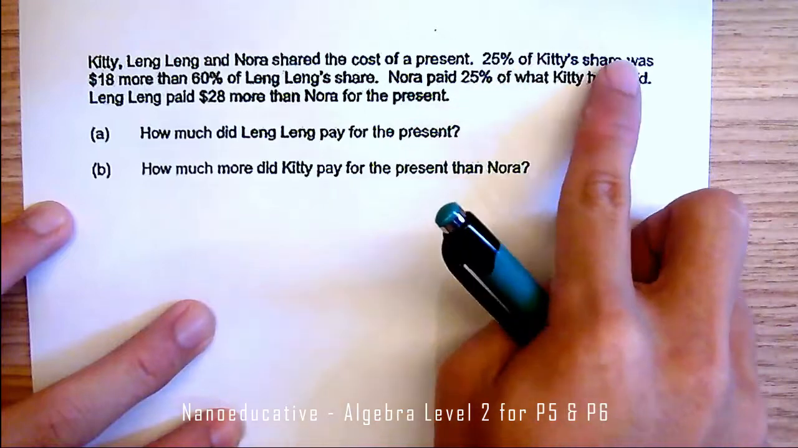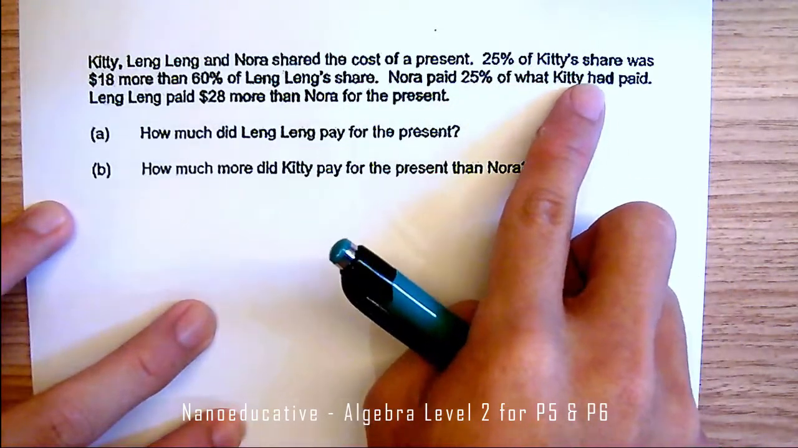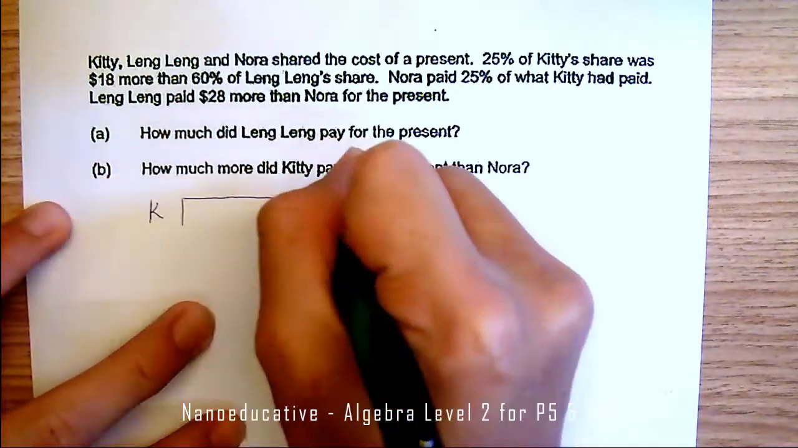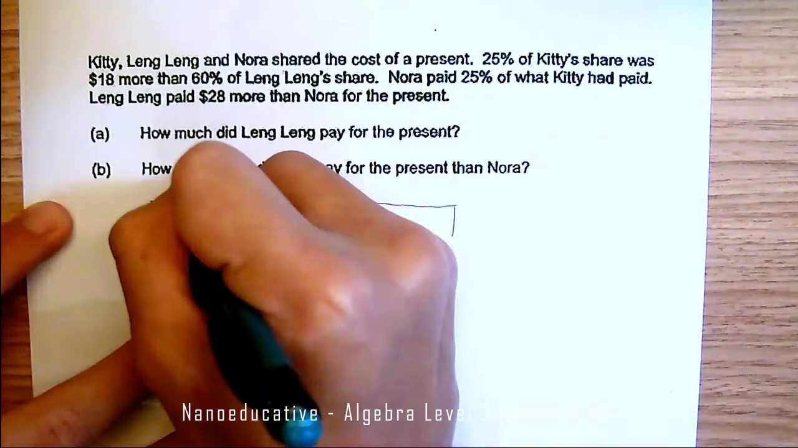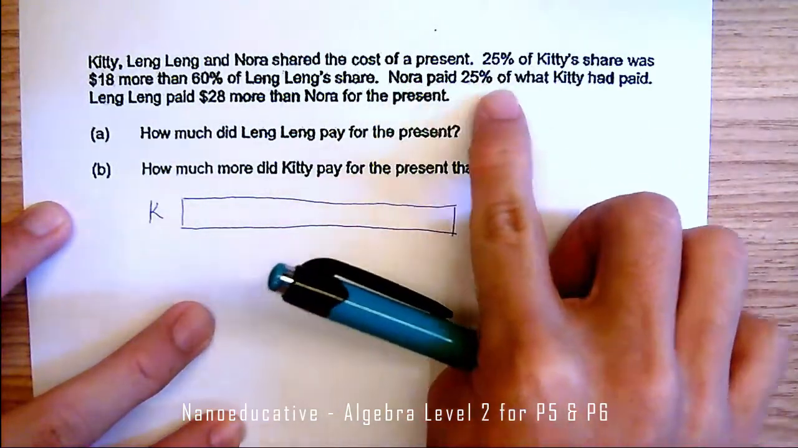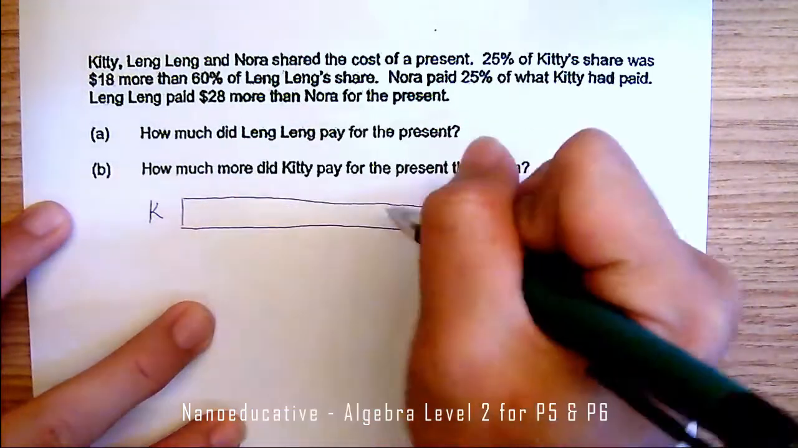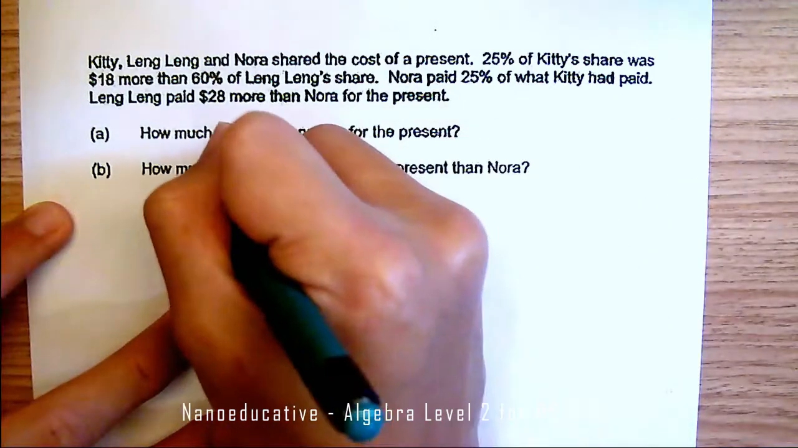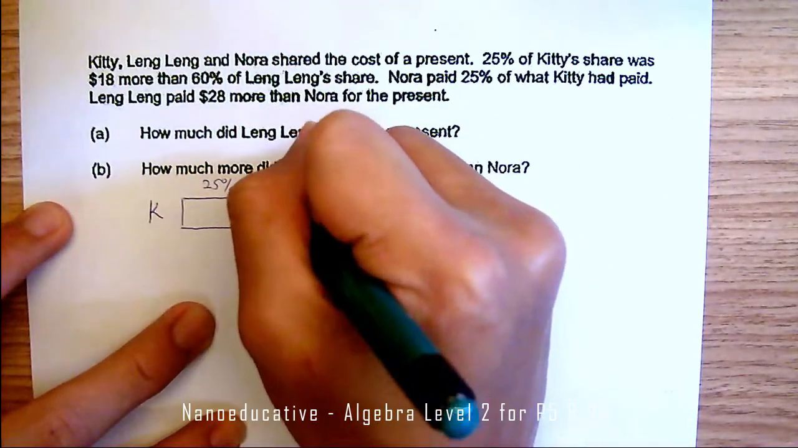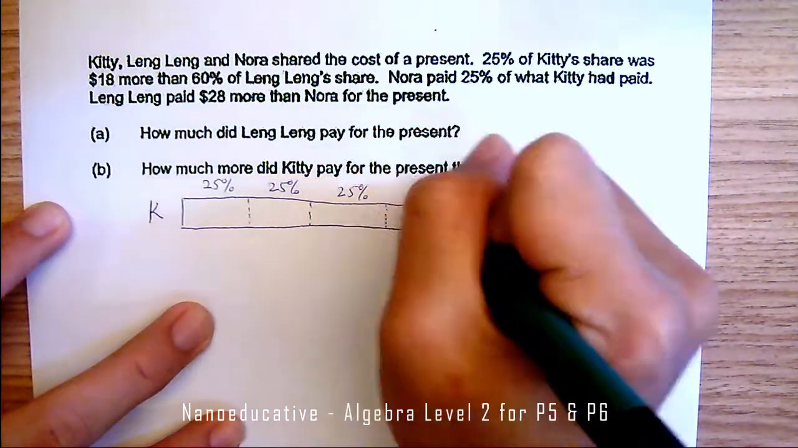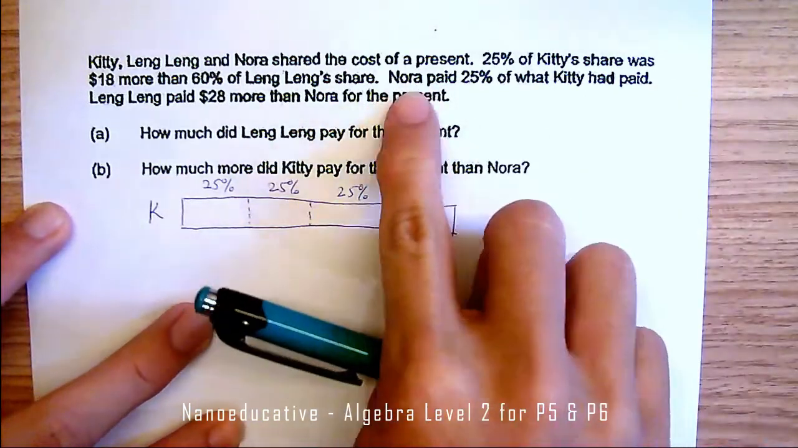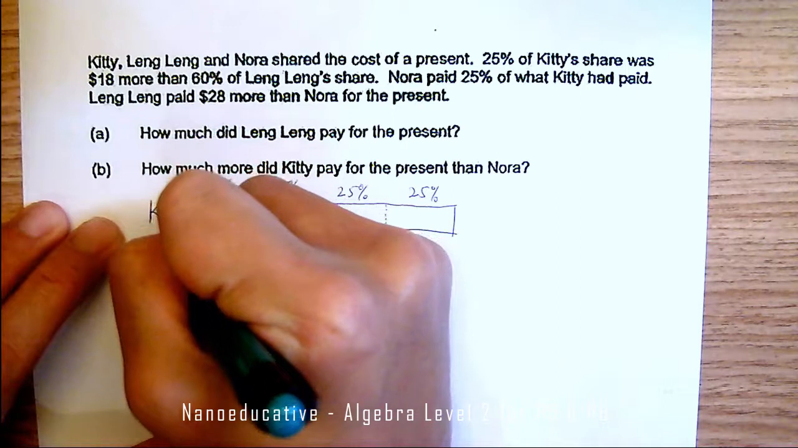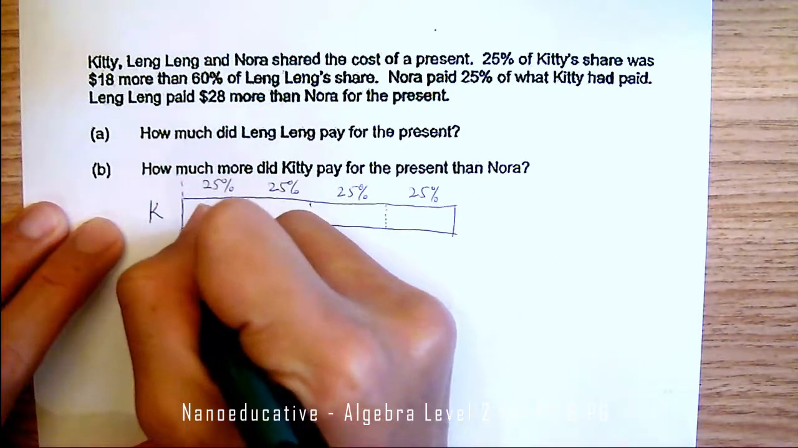I'm going to draw Kitty first, because from these two statements, it seems as if Kitty paid the most. So let's just go ahead and draw Kitty. For Kitty, it will be a long bar. And then since they said that Nora paid 25% of what Kitty had paid, I'm going to split all of them into 25%. So this is 25%, 25%, 25%, 25%. And we know that Nora paid 25% of what Kitty had paid. So Nora, remember your starting line? Nora paid 25% as well.